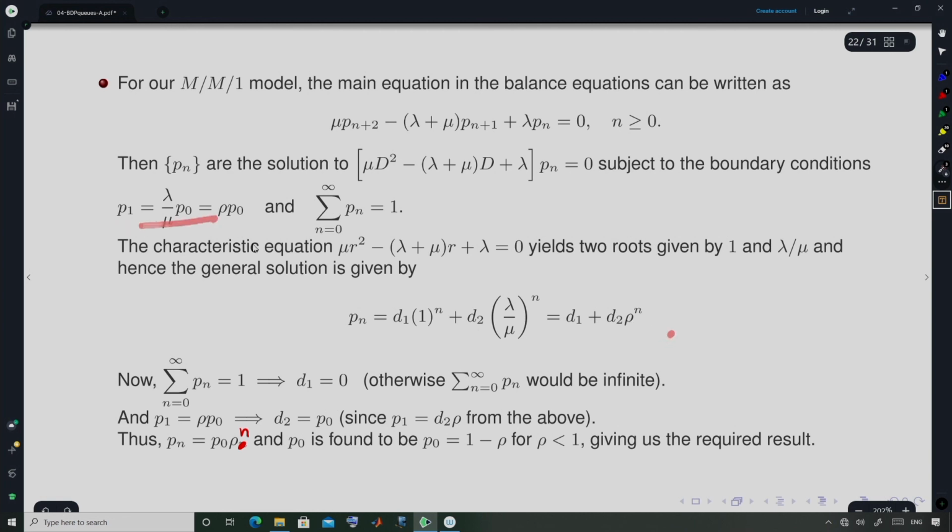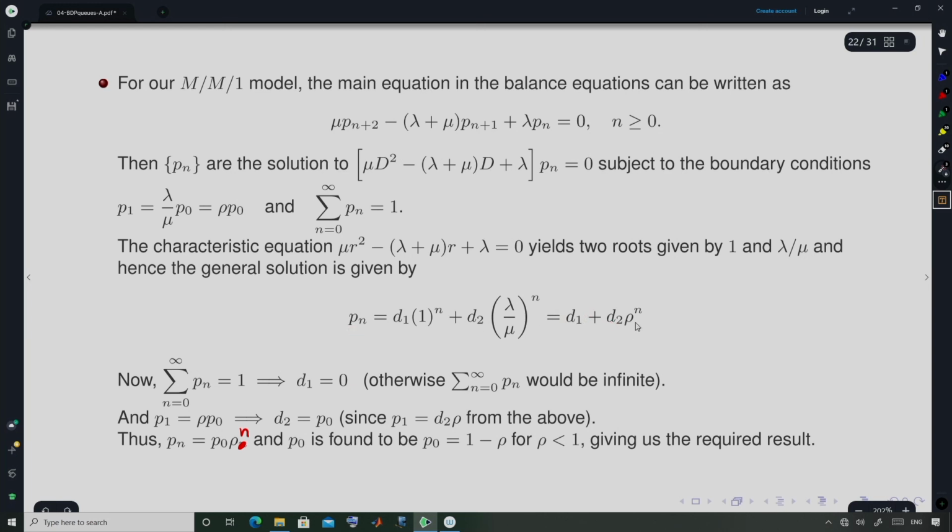Now, we have two boundary conditions which we have to use to determine this d1 and d2. If you do not have them, then this is the general solution that you will leave. Now, we know the summation of Pn must be equal to 1. This d1 is a constant, and for this sum to be finite, we must have d1 equal to 0. Otherwise, if you sum here, this quantity becomes infinity, right. So, in order that this does not happen, d1 must be equal to 0. So, I plug in d1 equal to 0.